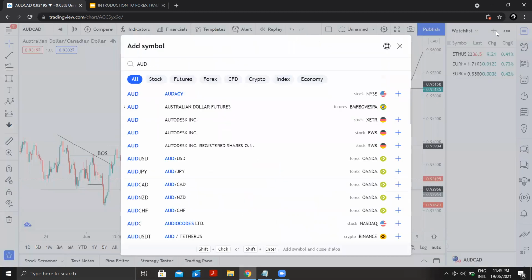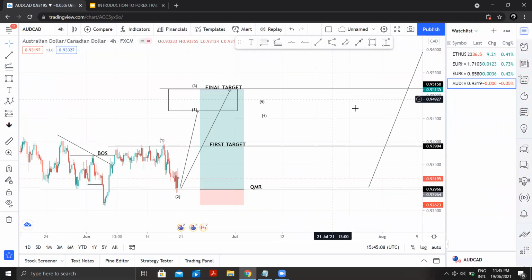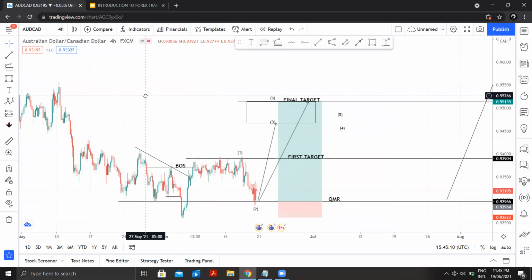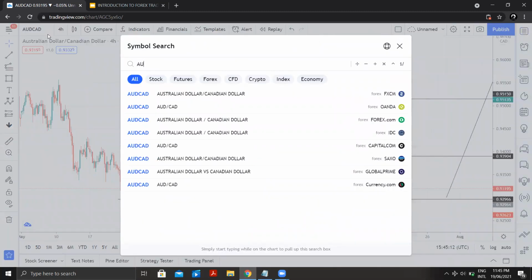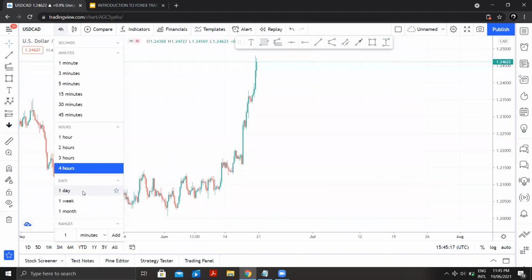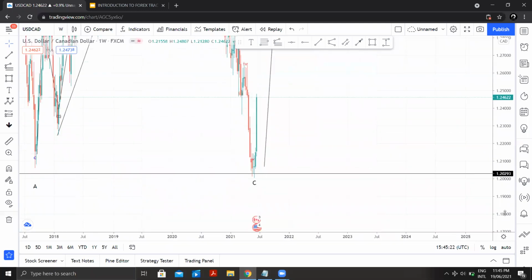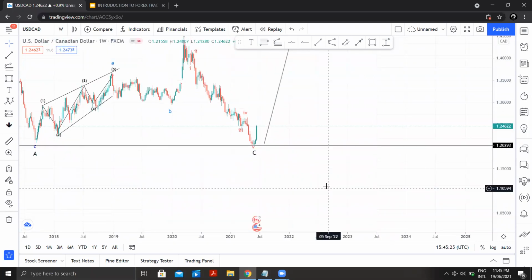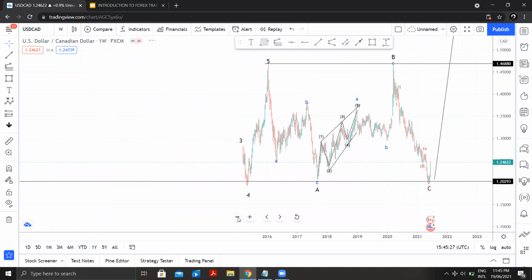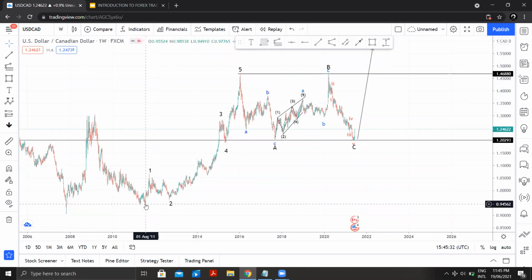Next is AUD/CAD. I'm making this analysis on a weekly time frame, using Elliott wave. Look at this. This is wave 1, wave 2, wave 3, wave 4, wave 5.